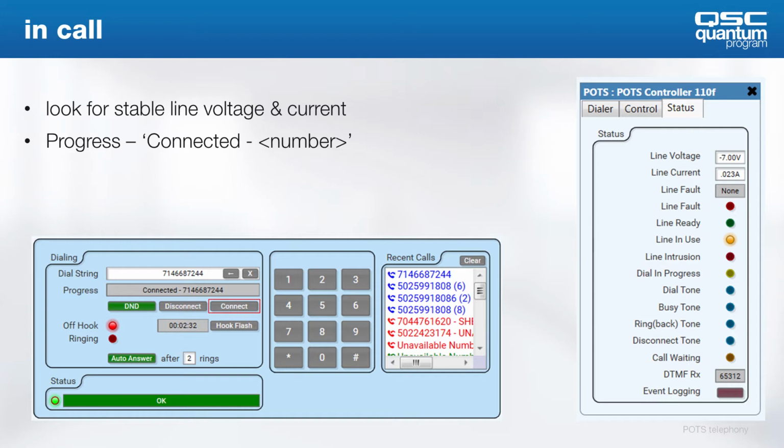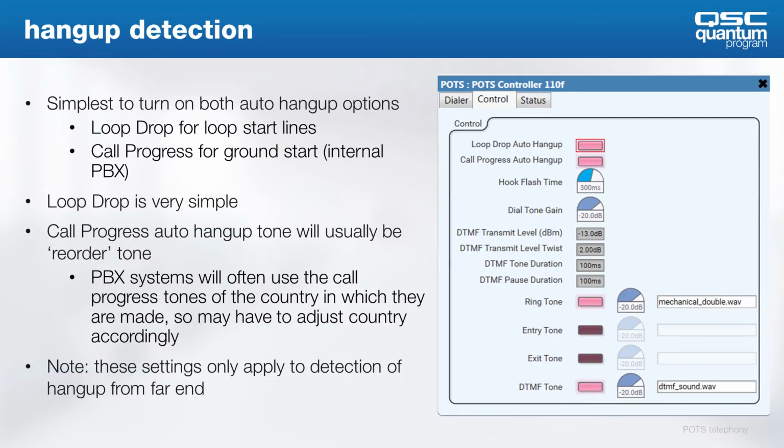Oftentimes when all the telephone wires come back, they come back to these punch-down blocks, so make sure to check the wiring in there when you're having problems. Toggle back to the Control tab and let's look at the hang-up detection. Loop drop is for real CO lines, if you will, that come from the telephone company. Sometimes if all you have is the call progress, the problem is that the call progress is the reorder tone. So you might hear that in the room before it auto hangs up. And unfortunately, there's not a lot you can do about this when that happens.